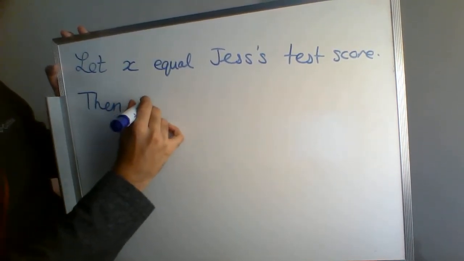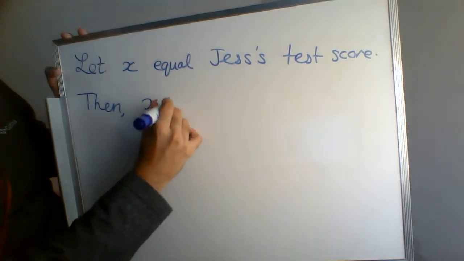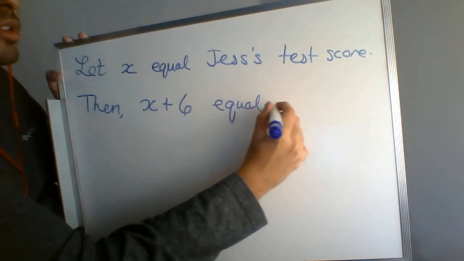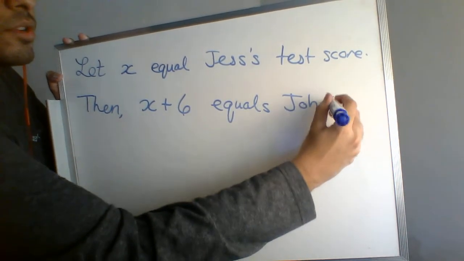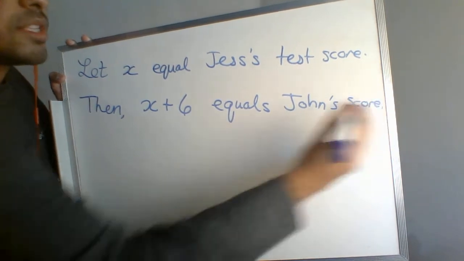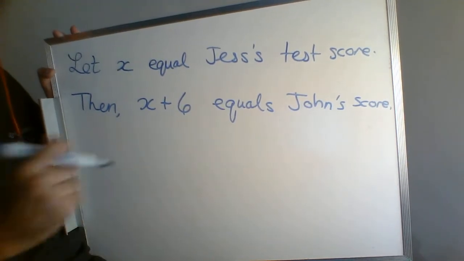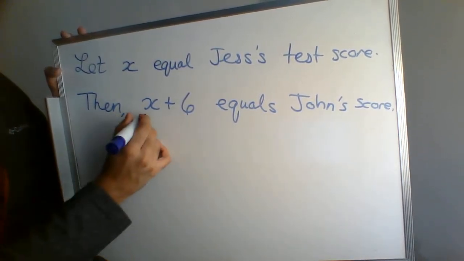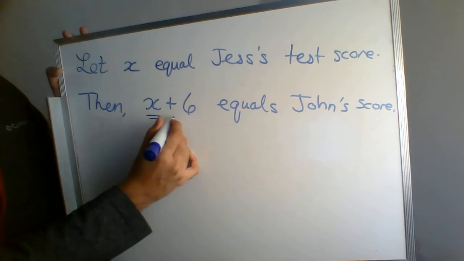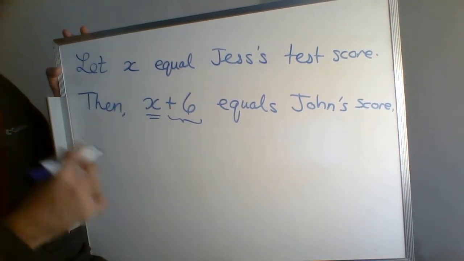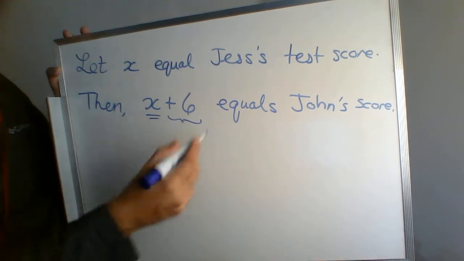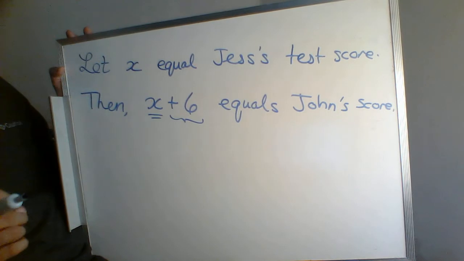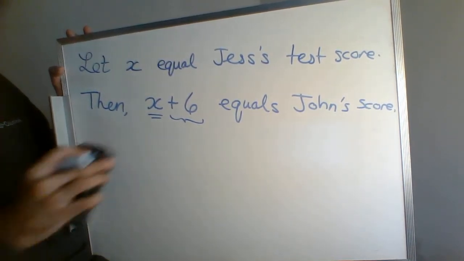So then x plus 6 equals John's score, John's test score, right? And now it's x plus 6 because we know from the problem, if you go back and read it, we said John's score is 6 marks higher than Jessica's. So x is Jessica's score, and John's is 6 higher, so we have to add 6 to Jessica's score to get John's score here. Alright, so x plus 6 is going to be John's score, and x is going to be Jessica's score.